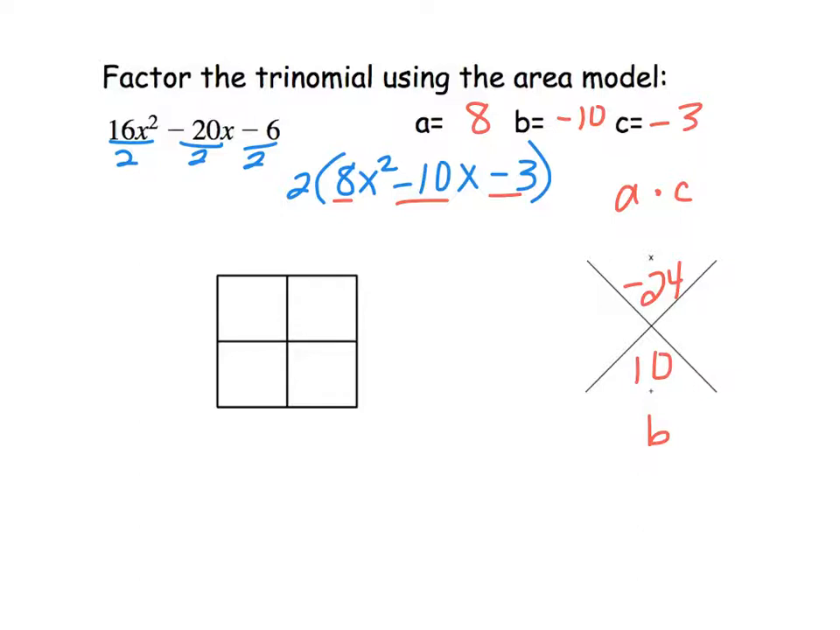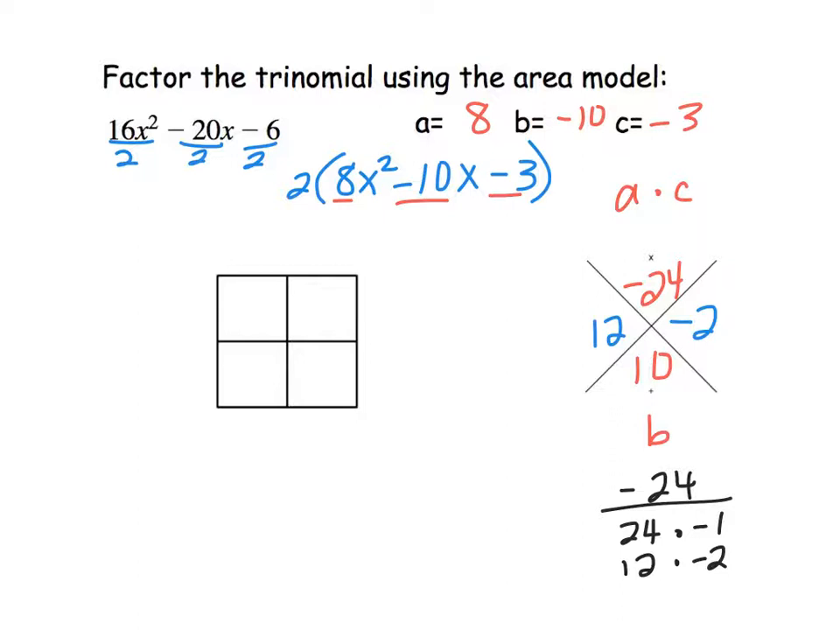Now on my X puzzle, I'm looking for two terms that when I multiply them together equal that negative 24. So when I do my little T-chart at the bottom, it's going to be a positive 10, so my bigger number needs to be positive. So 24 times negative 1, 12 times negative 2, and right there I can see 12 times negative 2. When I add those two together, they're going to give me 10. So 12 and negative 2 solves my X puzzle.